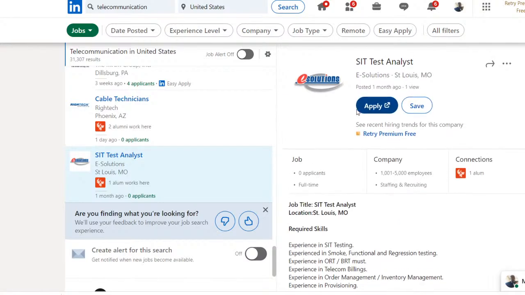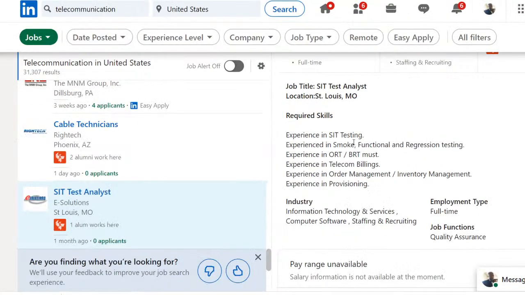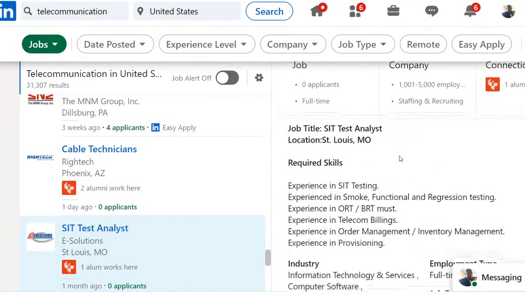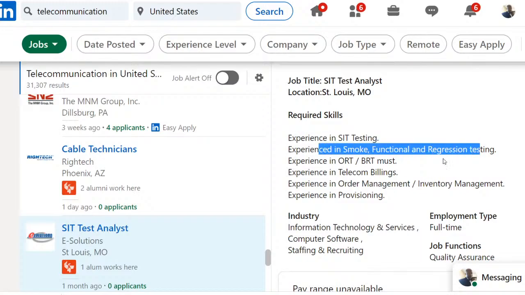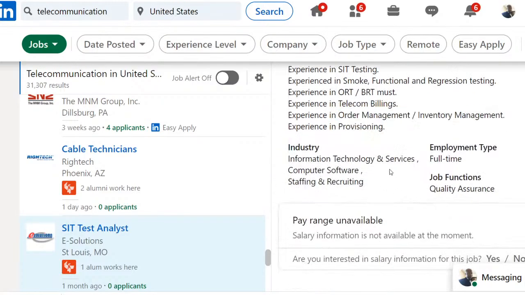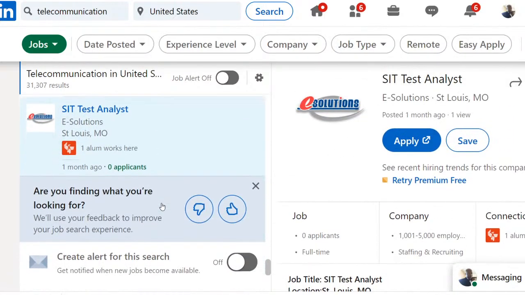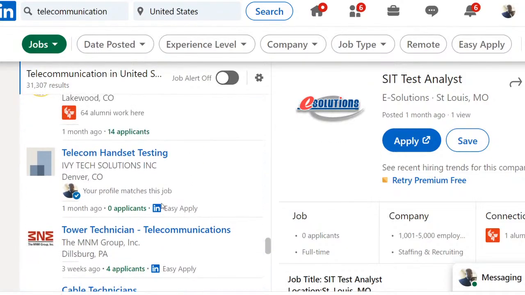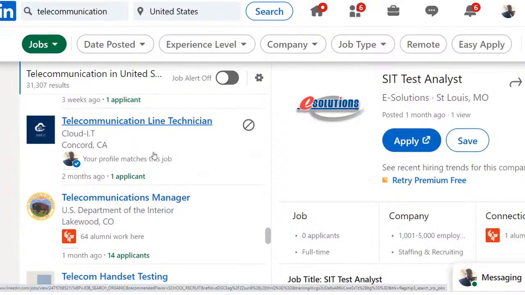Test analyst, and I would look at, okay, what kind of skills is this particular job looking for? And they're saying required skills is SIT testing, smoke regression, I don't even know what that is, ORT, telecom billing. Yeah. Look at stuff like this to get an idea of what's going on, what do they need, and then start targeting that market. But I'm not seeing anything.